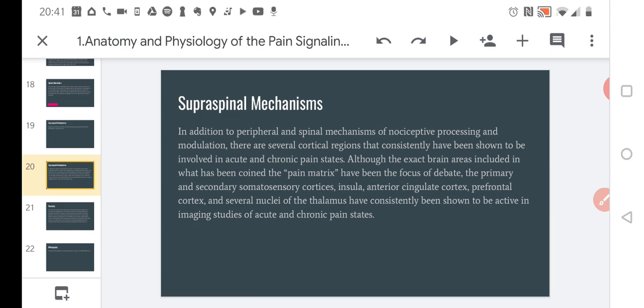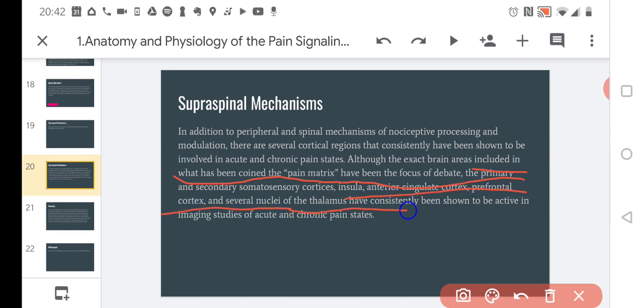So what is in the text? In addition to peripheral and spinal mechanisms of the nociceptive processing and modulation, there are several cortical regions that consistently have been shown to be involved in acute and chronic pain states. Although the exact brain areas included in what has been coined as pain matrix have been the focus of the debate, the primary and secondary somatosensory cortex, insula, anterior cingulate cortex, prefrontal cortex, and several nuclei of the thalamus have consistently been shown to be active in imaging studies in acute and chronic pain states. So, here we have supraspinal mechanism and some parts of the cortex.